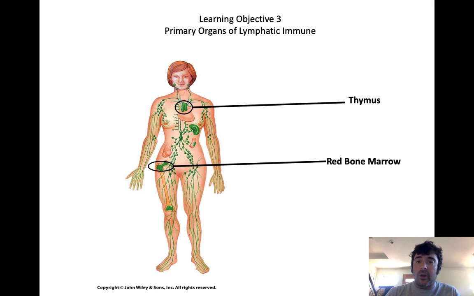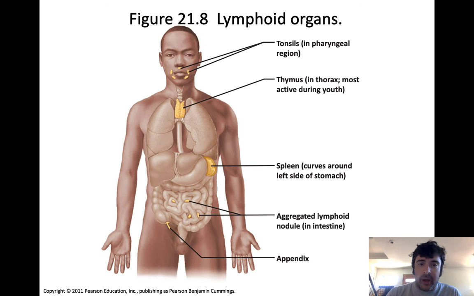So primary organs of immunity are your red bone marrow and your thymus. Now, lymphoid organs are called lymphoid organs because they don't have a capsule surrounding them, so they're kind of these soft lymphatic tissue structures perfused with white blood cells. Lymphoid organs, for you to know, are the tonsils in the pharyngeal region, the thymus, the spleen, the mucosal associated lymphatic tissue or MALT tissue lining the GI tract in these lymphatic nodules, and the appendix.